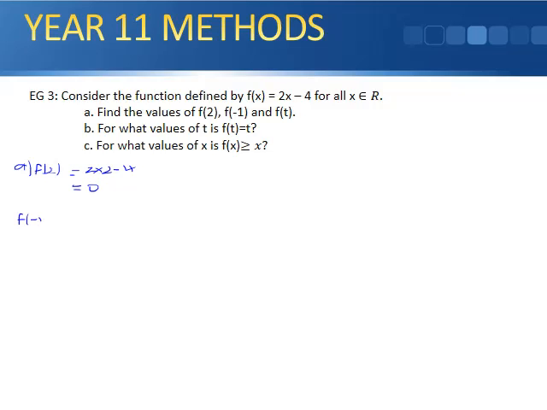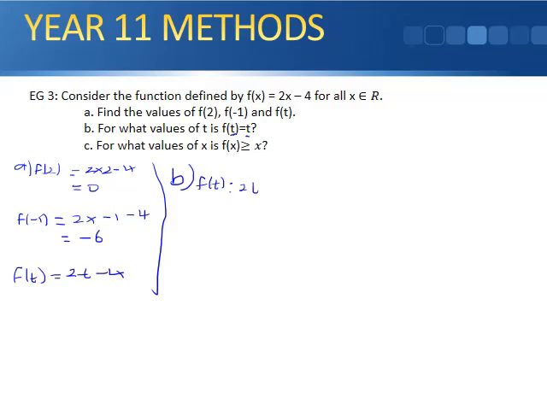f of negative 1 gives me 2 times negative 1 minus 4. That's minus 2 minus 4, which is minus 6. And f of t gives me 2 times t, so 2t minus 4. That's part A. Part B, for what values of t is f of t equal to t? So wherever I see an x, I'm going to substitute t, and that answer will equal t. So I've got f of t is 2t minus 4, and that will equal t. So when I solve this, I get t equals 4.